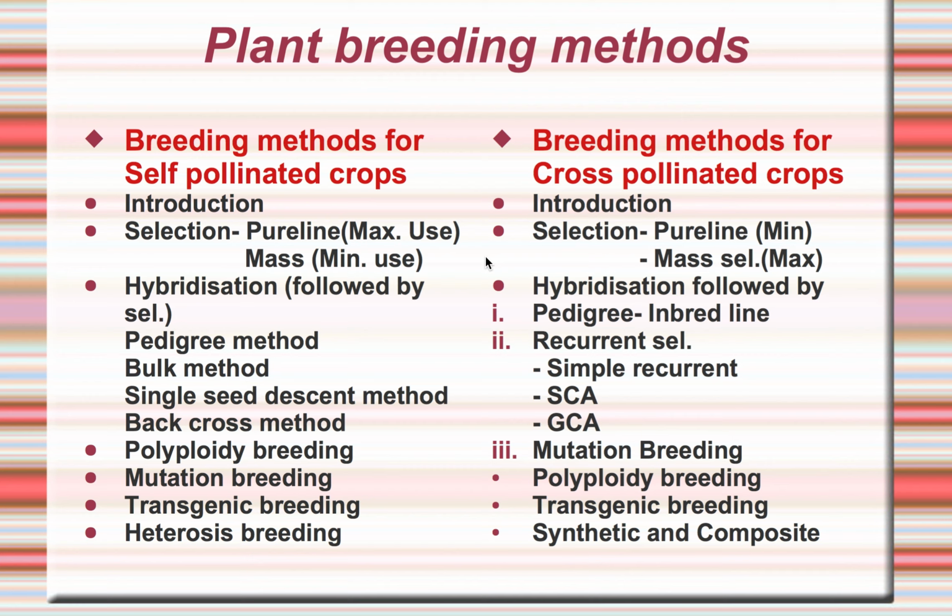And the next breeding methods are hybridization, followed by pedigree method of selection, bulk method of selection, single seed descent method of selection, backcross method of selection, polyploidy breeding, mutation breeding, transgenic breeding, and heterosis breeding. These are the various breeding methods for self-pollinated crops.